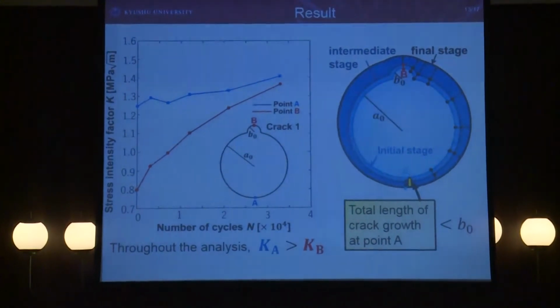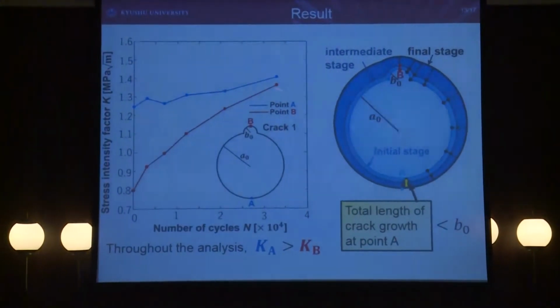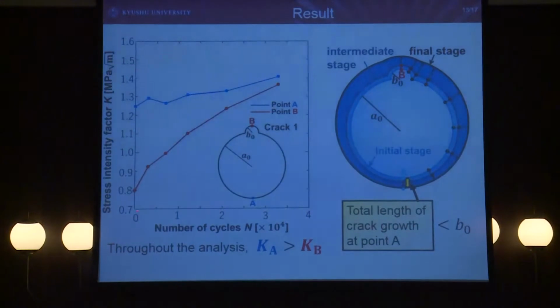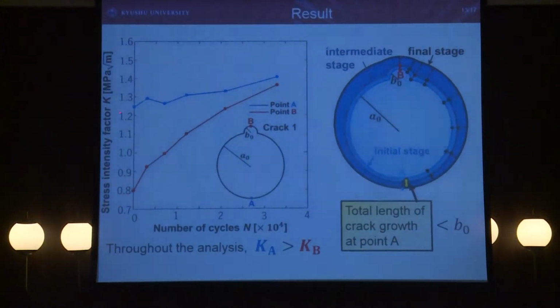And here is the result slide. This graph shows the relationships between stress intensity factor K and number of cycles N. From the result, we found Ka was larger than Kb throughout the analysis. And furthermore, the total length of crack growth at point A was smaller than the radius of local crack B0.